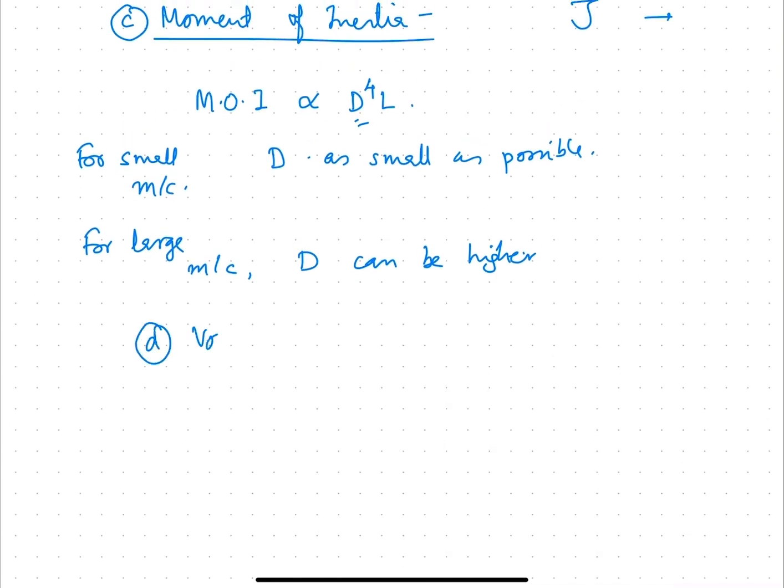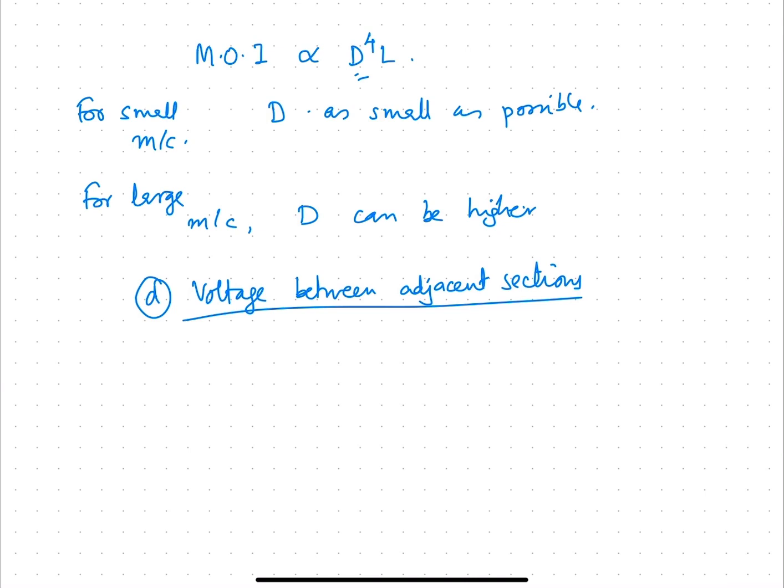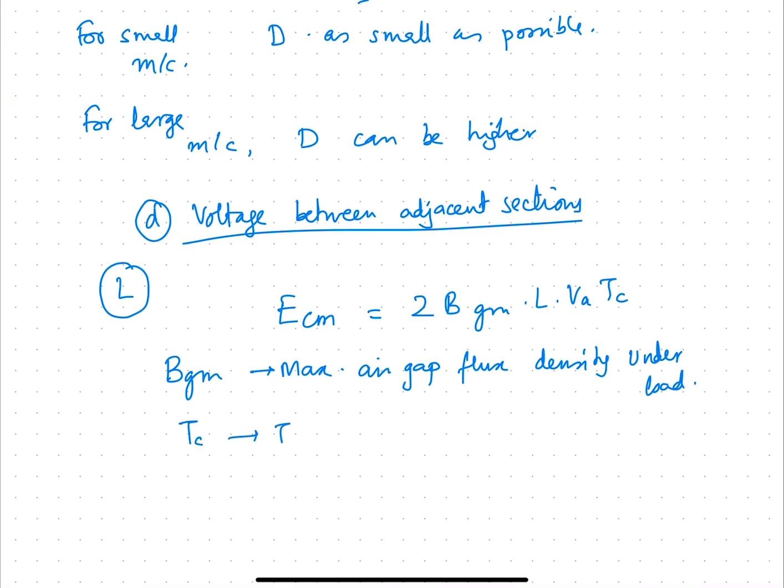The fourth factor is the voltage between adjacent segments. This core length L is also influenced by the maximum voltage that can be allowed between adjacent segments. If this voltage between adjacent segments is denoted by ECM, that is equal to 2 BGM L VA TC, where BGM is the maximum air gap flux density under load conditions, and TC is the turns per coil.